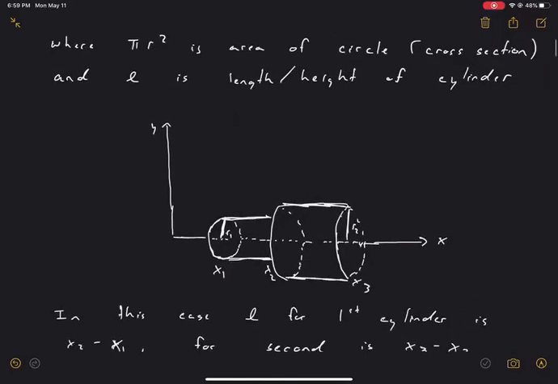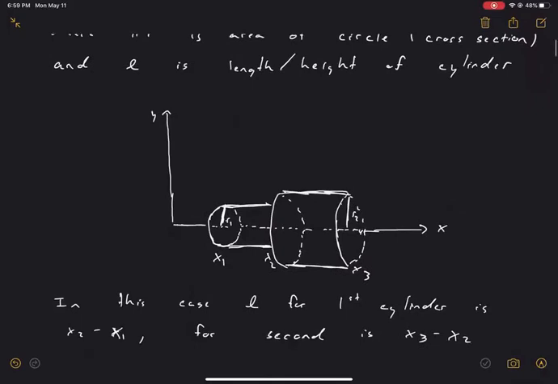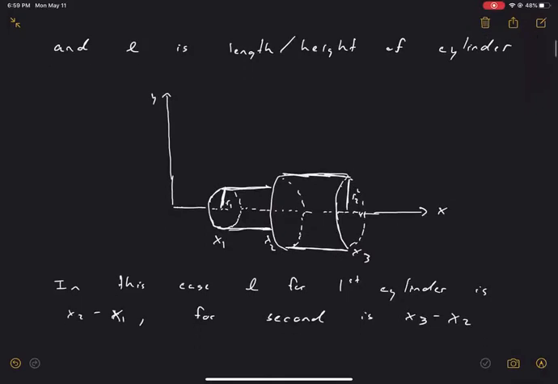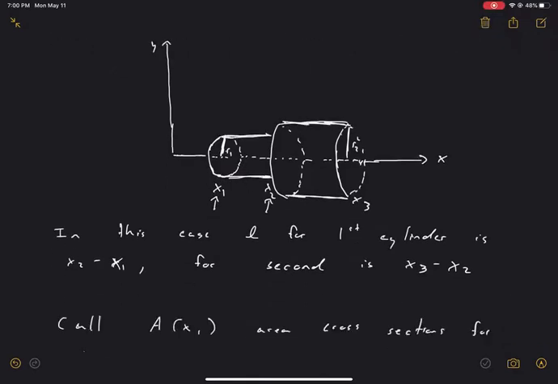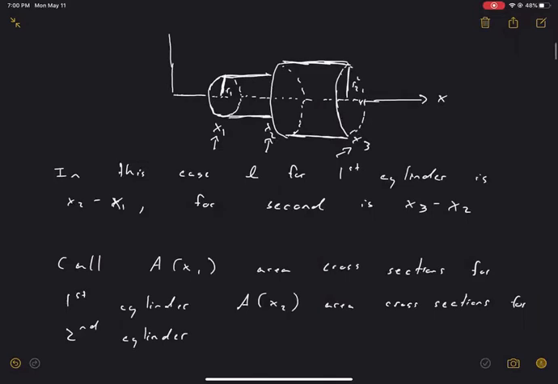So let's figure out what L is. If I break my object up into pieces like this, where I have x1 right here and x2, my first cylinder is from the points x1 to x2, and then my second cylinder is from x2 to x3. Then I can say that the length of the first cylinder is x2 minus x1, and the length of the second cylinder is x3 minus x2.